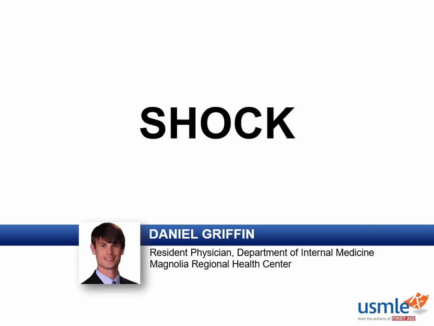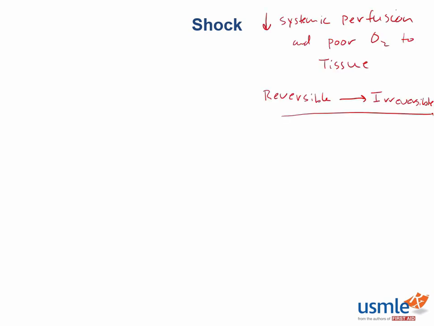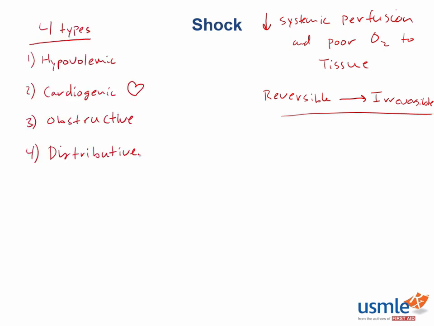Alright, so next up we're going to cover shock. Shock is extremely high yield and is defined as a reduction in systemic perfusion pressure resulting in poor oxygen delivery to organs. Initially, it creates reversible ischemia, but if it continues, it will soon progress to irreversible end organ damage and potential death. Now, there are four main types of shock: hypovolemic, cardiogenic, obstructive, and distributive.